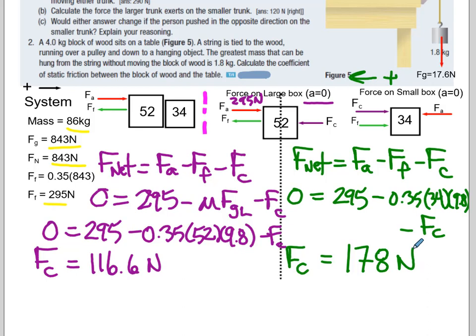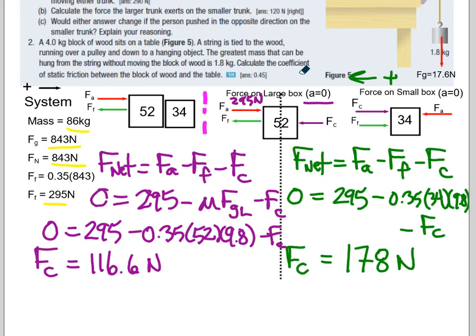Okay, so by pushing on the smaller box, the contact force between them is greater, because less of the applied force is being used up, if you want to think of it that way, by the friction force. Because there's a smaller friction on the smaller box, it uses up less of that applied force, so more force gets transferred to the second box. Cool, and the textbook got a slightly different number.